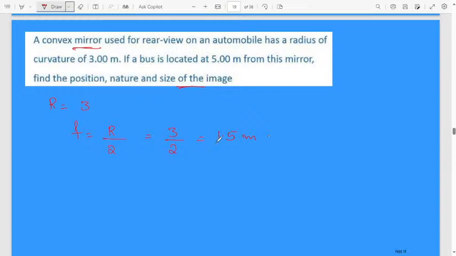A convex mirror used for a rear view on an automobile has a radius of curvature. If a bus is located at 5 meter from this mirror, then find the position, nature and size of the image. Here the focal length we are getting is positive. This positive will indicate the focus of a convex mirror is behind the mirror. The nature of the image, it will be formed behind the mirror.